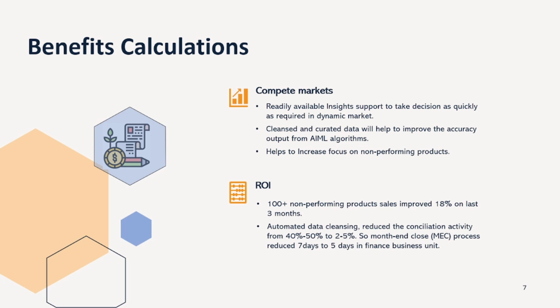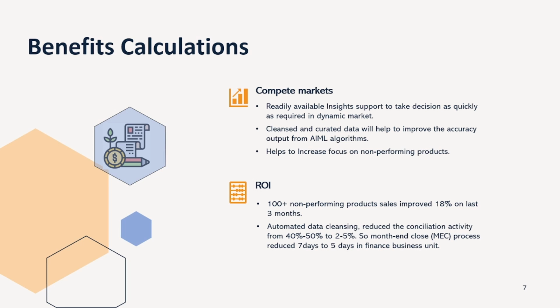One more most important point is, with the existing on-premise data warehouse, they are not able to identify which product is performing very well and which product is not performing well. But with this new data warehouse, they can easily identify which products are not performing well. Return on investment: after we built this product, the user identified 100 plus non-performing products, spent enough time with the marketing and sales divisions, and improved the non-performing products. With that, they achieved 18% extra in the last 3 months.